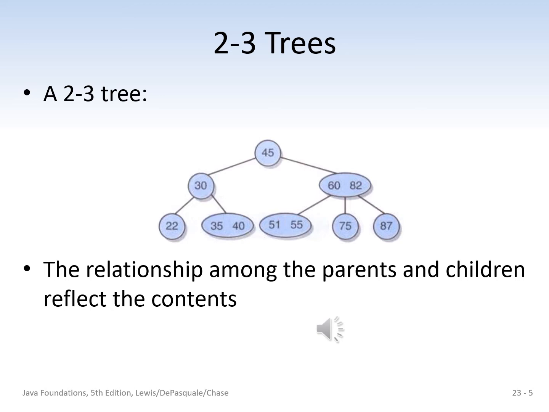So in a 2-3 tree, each node has 2 or 3 children. A 2-node contains 1 element, and we see 30 as a 2-node. And a 3-node contains 2 elements, 60 and 82. So a 2-node can have either 2 children or no children. It cannot have 1 child. A 3-node can have either 3 children or no children. And you see examples of each in this slide.